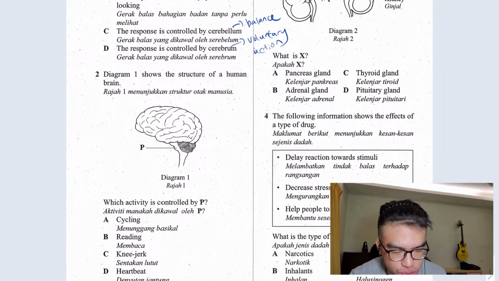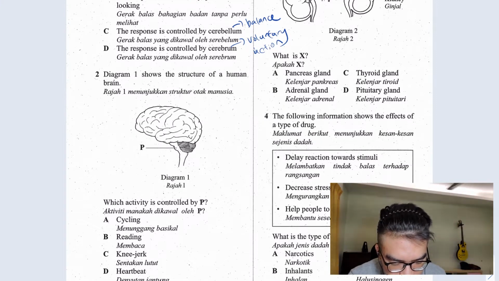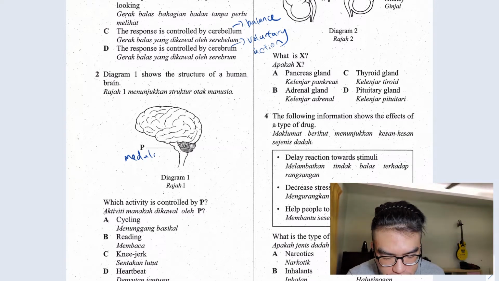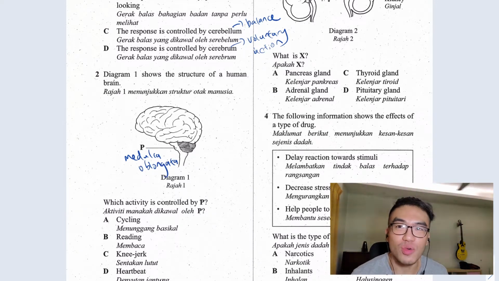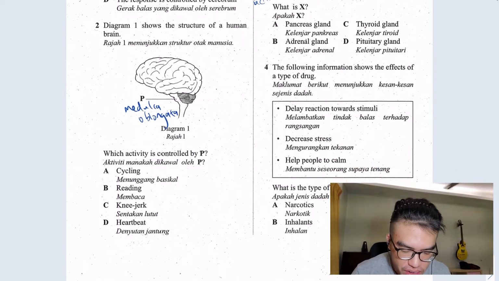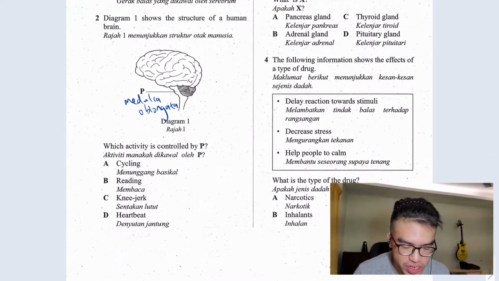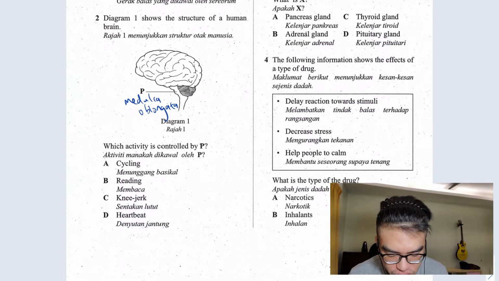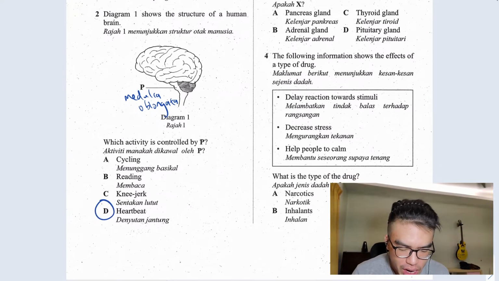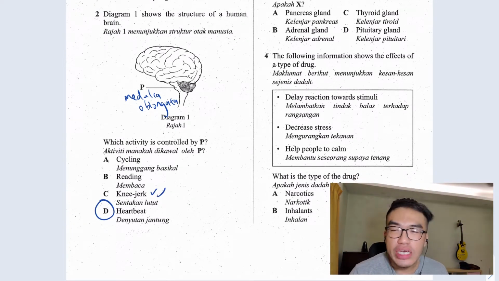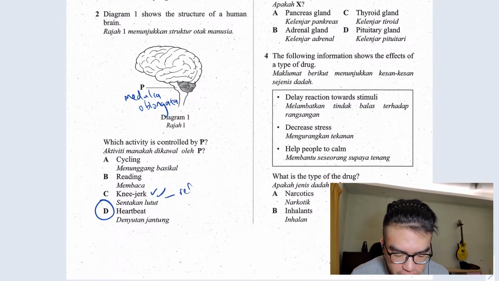Moving on, question 2. So this pointing here, P, would be our medulla oblongata. So medulla oblongata would control our involuntary action. There's only one involuntary action here. I would say that's your heartbeat. How about this knee-jerk reaction, sir? Knee-jerk reaction is also involuntary, but this is your reflex action.